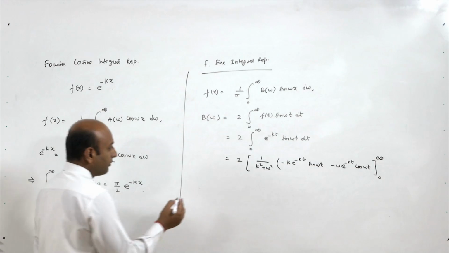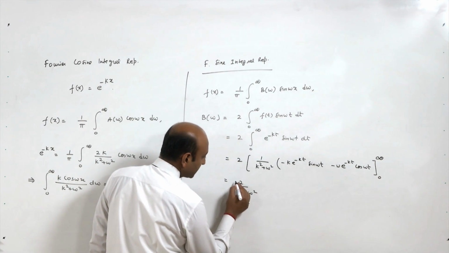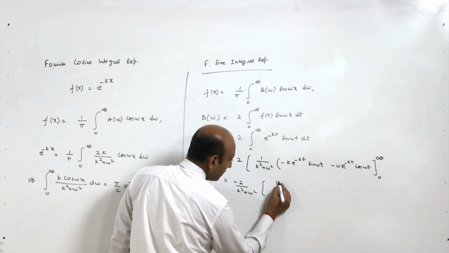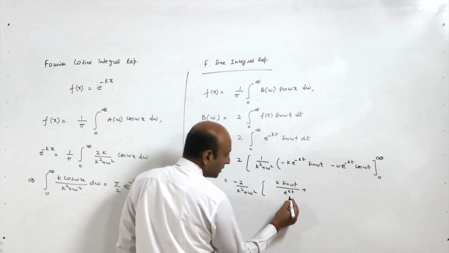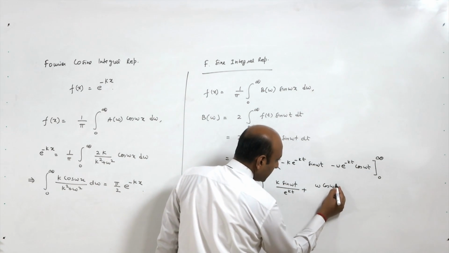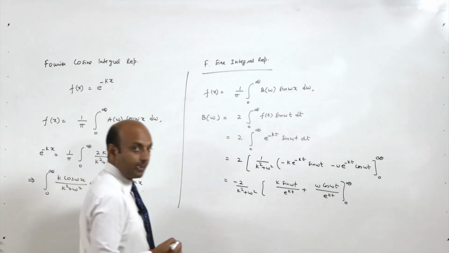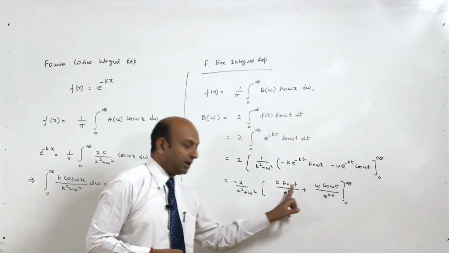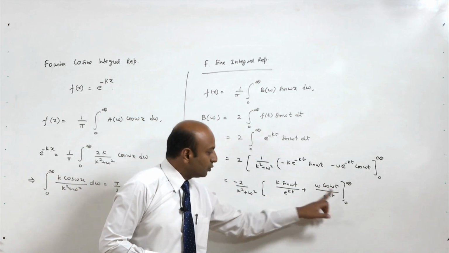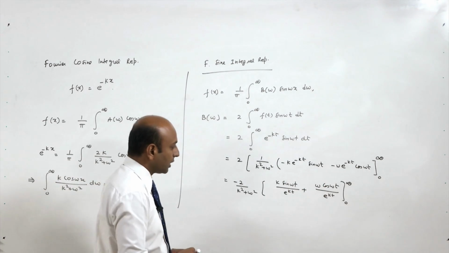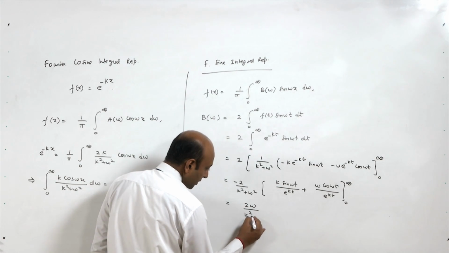Okay. So, that will be nothing but 2 upon k square plus omega square, minus can come out, it is k sine omega t upon e raised to k t plus omega cos omega t upon e raised to k t, from 0 to infinity. Now, when t tends to infinity, this will tend to 0, this will tend to 0, and when t equals 0, it is 0 and it will be 1 upon this. So, minus minus plus, so it is 2 omega upon k square plus omega square.